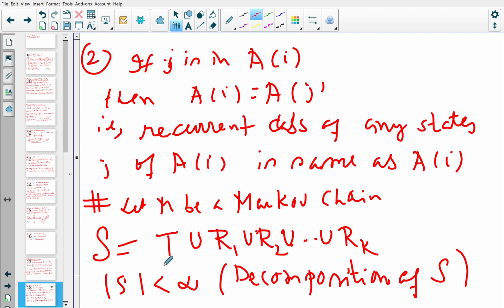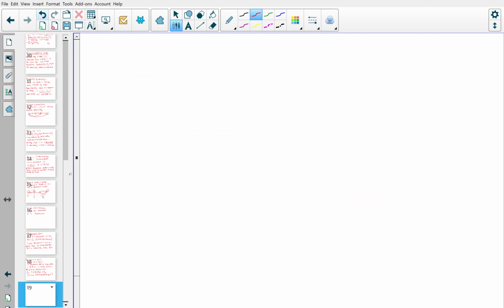Okay, now this is homework: find out that T may be empty also, but there must be some recurrent state that must exist. That you can see. Okay, clear? So far so good. I hope you understood what we have been discussing.